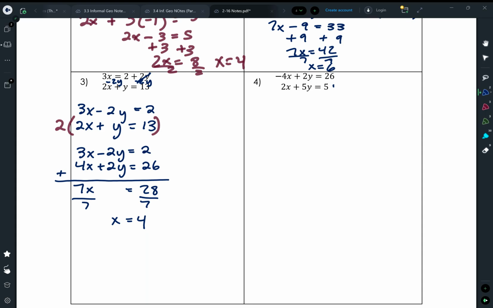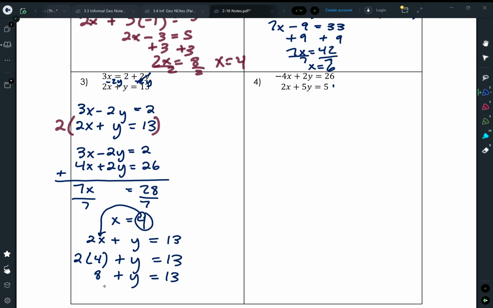And then we need to go back and find our y. So 2x plus y equals 13. Remember, I can write down either equation, use either equation. Both are correct. We're going to substitute 4 in for x, so we're replacing the x with a 4. 2 times 4 plus y is equal to 13. We'll multiply the 2 times 4 and then subtract 8 on both sides. And so let's see. Y is equal to 5. So 4 comma 5 is our answer.